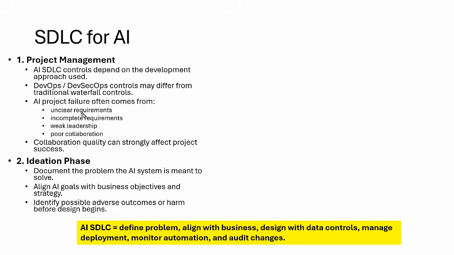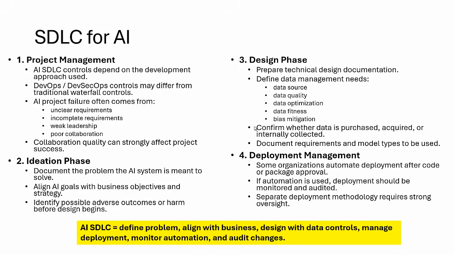Along with that, we have an ideation phase where we document the problem the AI system is meant to solve and align the AI goals with business objectives. That is the only way we can have success. Identify all the possible adverse outcomes or harm before we design things. That's also very important. Do the technical design of the document. When you design, you check the data source, quality, optimization, and confirm whether data is purchased or acquired. That's a very important part.